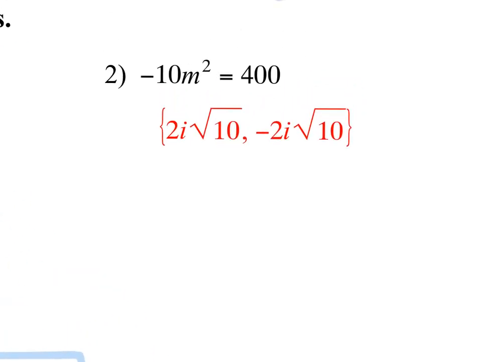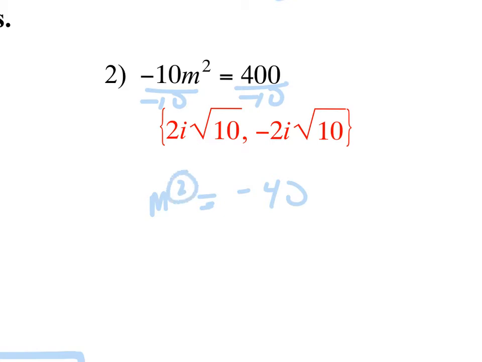Alright, look at number 2. You can see here we have an i answer. So let's figure out why we have an i answer. First of all, it's not equal to 0, which is good. We're going to divide out our 10. And we're going to get m squared equals, now this is 400 divided by a negative. Alright, so this time we're going to have a negative, because it's positive divided by negative. It's going to be negative 40.